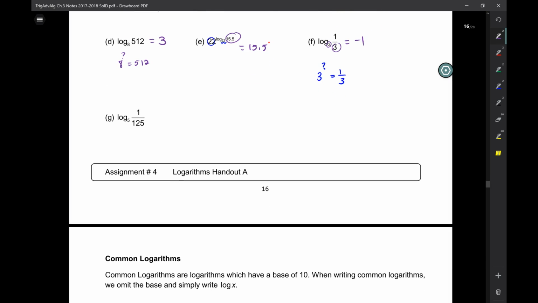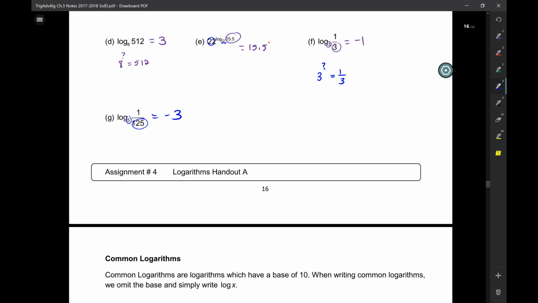So for this one, for example, forget about the fractions. All I do is look at the 5 and the 125. 5 to the power of what is 125? Right, 5 to the power of 3 is 125. But since we're going from a whole number to a fraction, it's going to be -3.